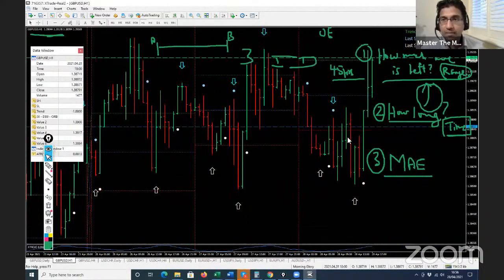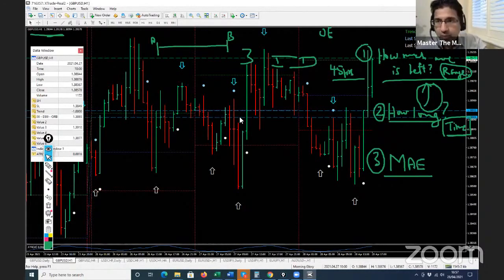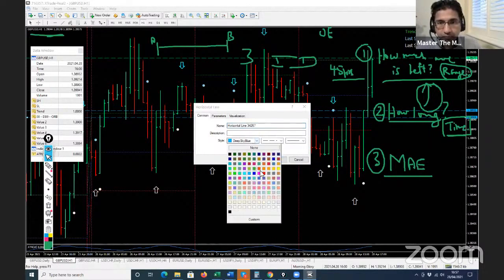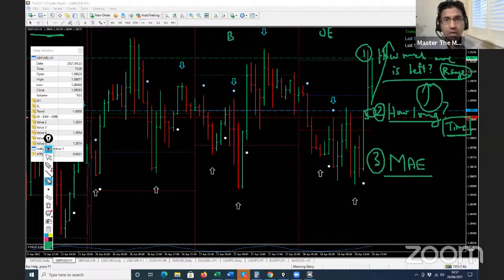Now let's do it for today. Let's say you entered around here, the blue line here, and your target was this green line over here. Then the maximum adverse excursion is possibly this here, the red line. So you can see from this blue line to here, this was how much it moved against us before getting to our target. That's what we call the maximum adverse excursion.